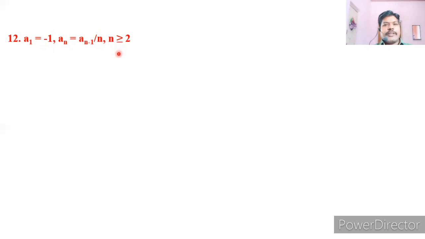Greater than or equal to 2 means 2 or more. You can take the n values 2 or more. So already n is equal to 1, they are already given the first term. You have to calculate a2, a3, a4 and a5. So start that one here.